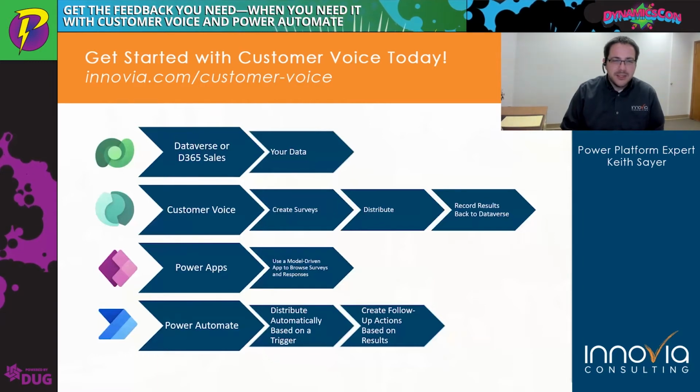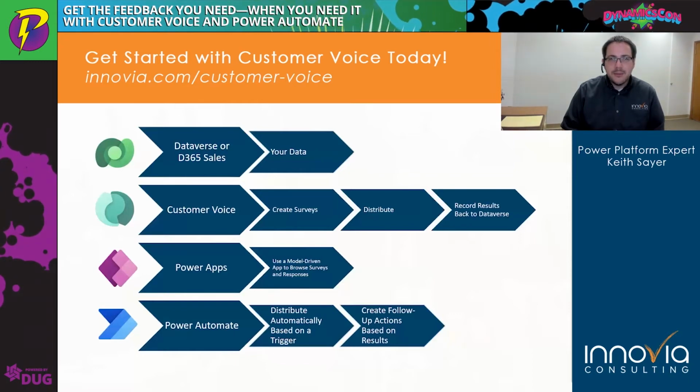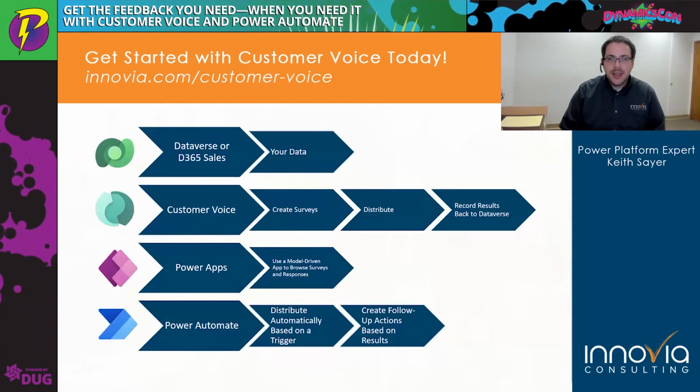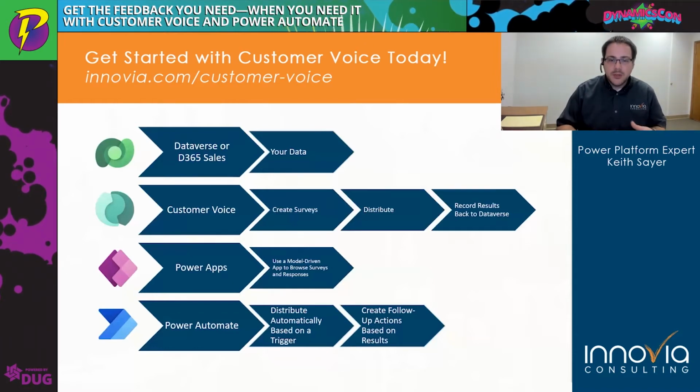And you'll see when we set up a survey how we're going to be using that a little bit as well. Finally, Power Automate. Again, that's where the magic happens. That's where you can be distributing your surveys automatically based on any kind of trigger that's in the Power Automate connectors. And then on the flip side, when a survey comes back in, Power Automate allows you to create follow-up actions that are based on those results.